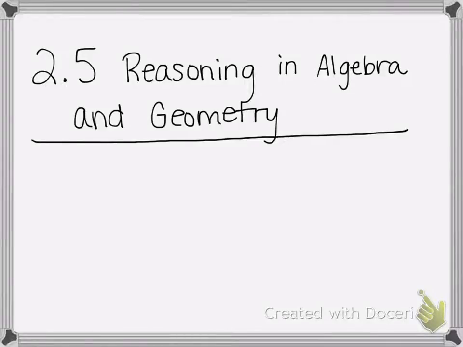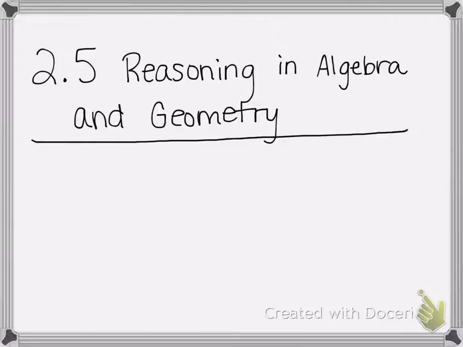Okay guys, we are starting section 2.5, so this is a new table of contents, reasoning in algebra and geometry. So this is where we're going to start seeing proofs. And we're going to start seeing proofs fast and pretty much in every section from here on out. So this video is strictly giving you all the properties that you are going to need right now, okay?